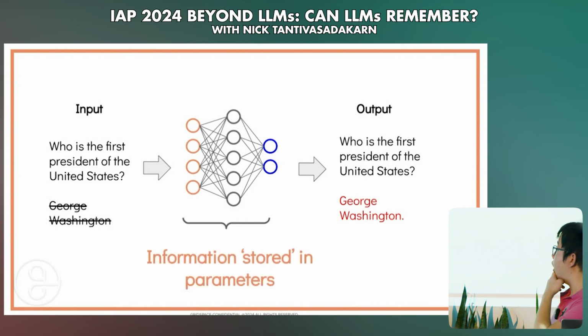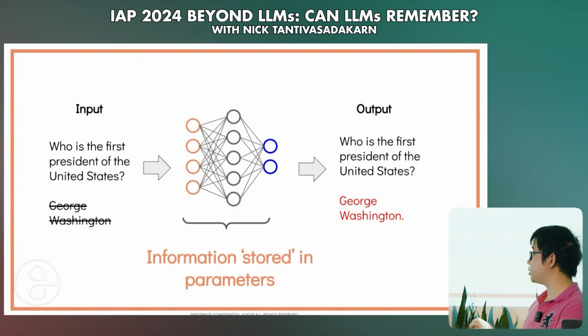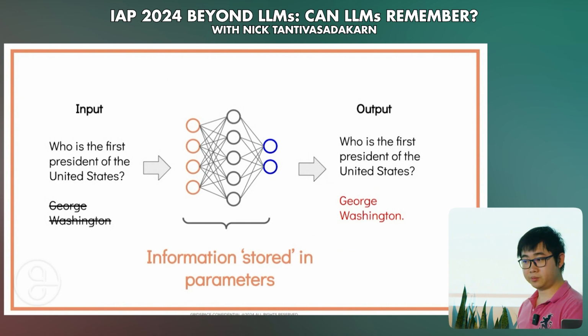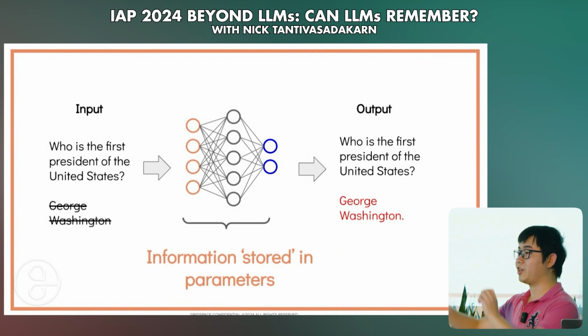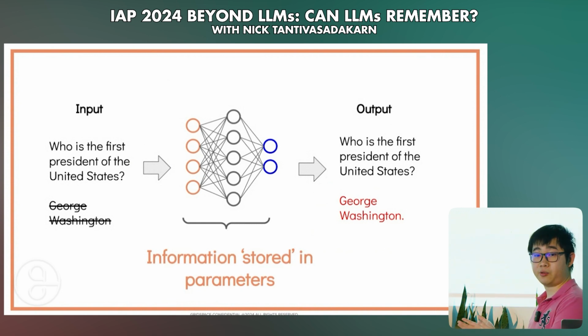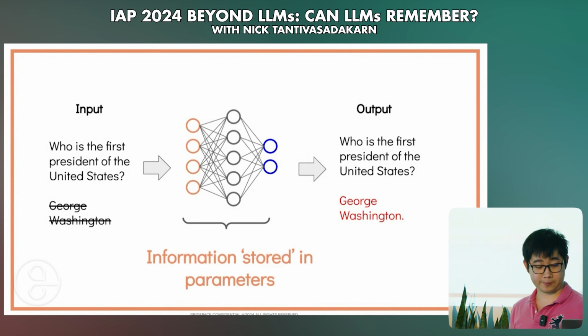So we could argue that the information is stored within the parameters of the model. And this is very different from the other two types of memory that we have discussed so far, which are more encoded in the context version. As you can see, this one is tied to the model, and you can't really change it after it is trained.